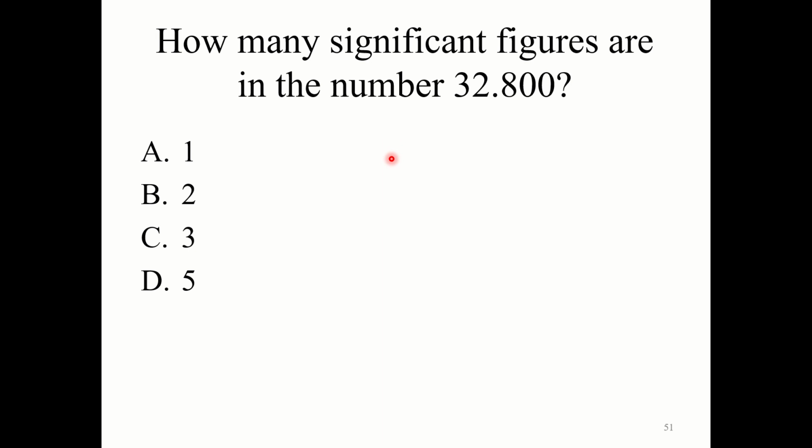All right, let's try a knowledge check. How many significant figures are in the number 32.800? All right, the correct answer here is 5. All 5 are significant: 3, 2, 8, and the trailing zeros because there's a decimal place.